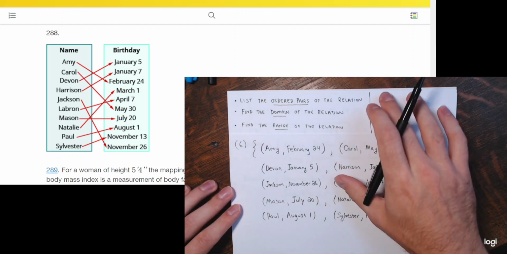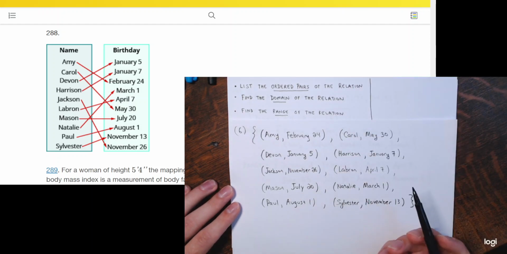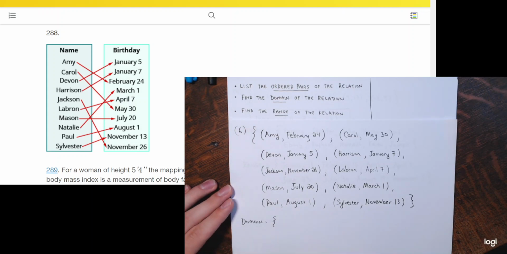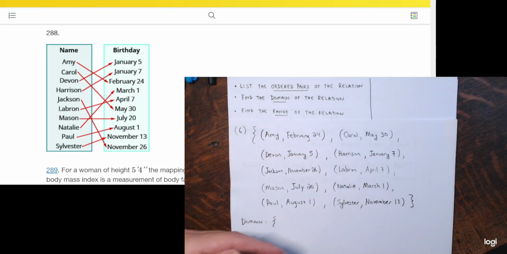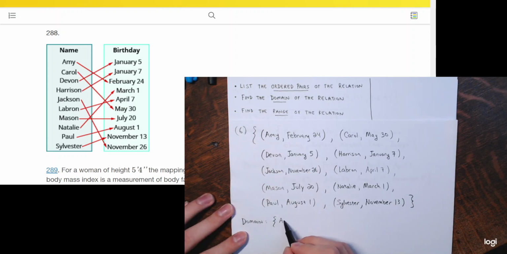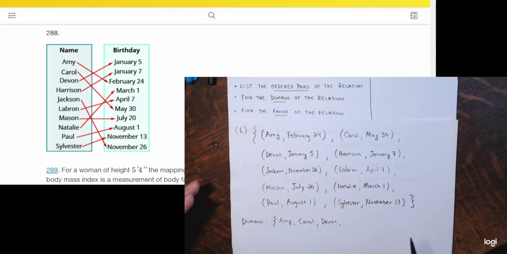And then after we've listed the ordered pairs of the relation like this, then we're asked to state the domain of the relation, right? The list of all the first coordinates of these ordered pairs without repeating anything. And that would just be all the names, right? So you see Amy is the first coordinate there, so Amy is in the domain. Carol, Devin, and like I did with the ordered pairs, I'm just going to pause it here and you'll see this just completed when I'm done writing all 10 names that are in the domain.